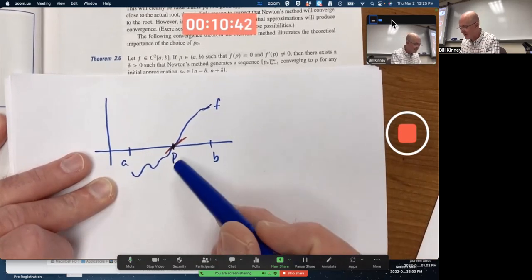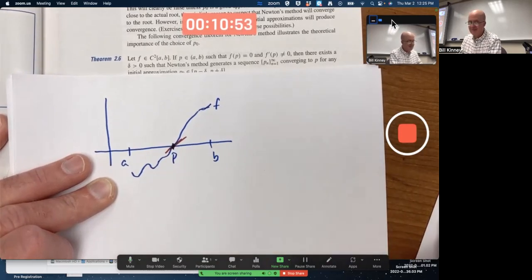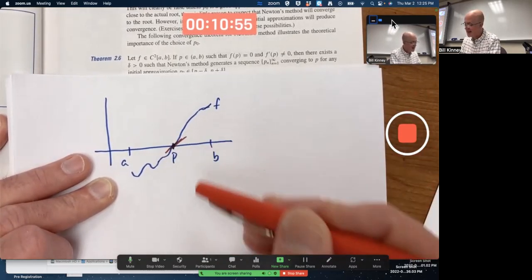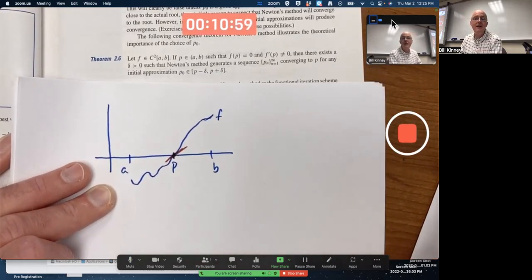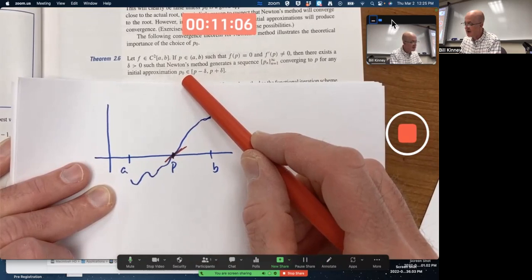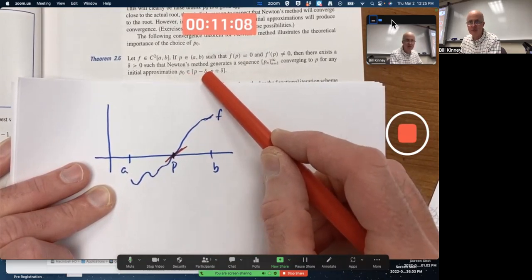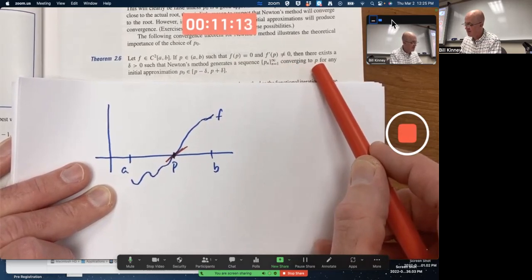I also happen to draw it so that it looks like that's an inflection point. That's not typical. Not typical to have an inflection point at a root, but that's the way I drew it, I guess. So the tangent line ends up on both sides of the graph. Not a typical thing, but that's the way I drew it. There exists a number delta, possibly very small. So again, if your initial approximation of the root, p0, is in the small interval, then the sequence generated by Newton's method converges to p.